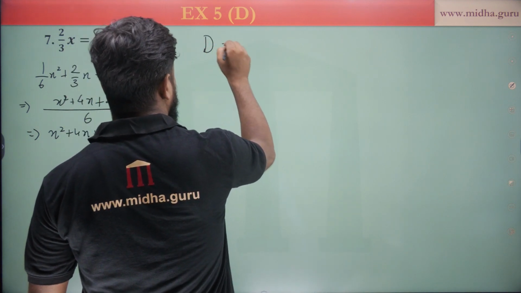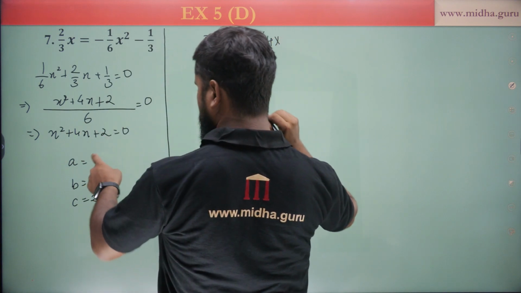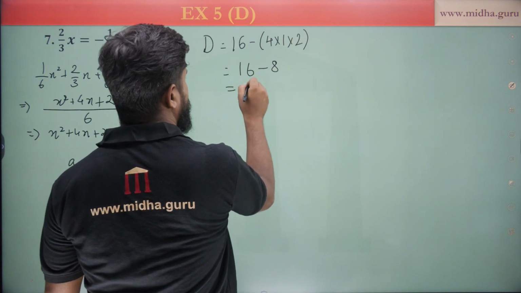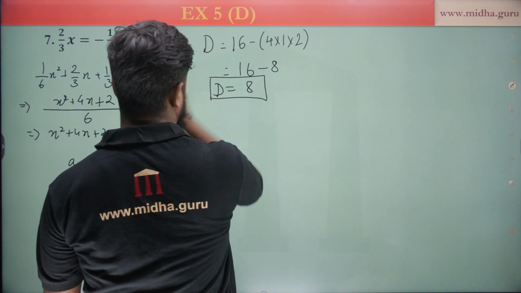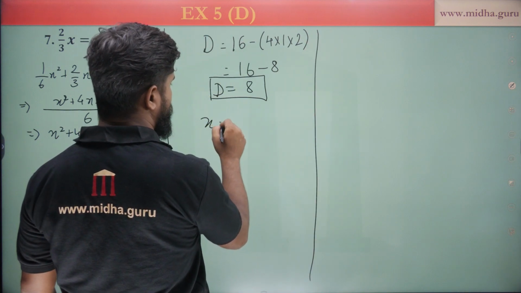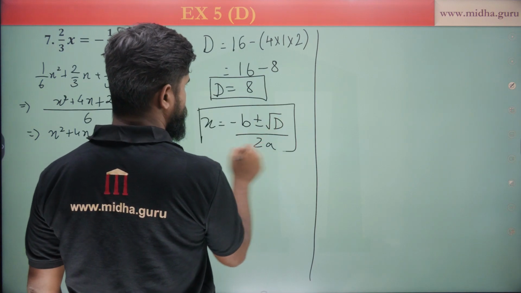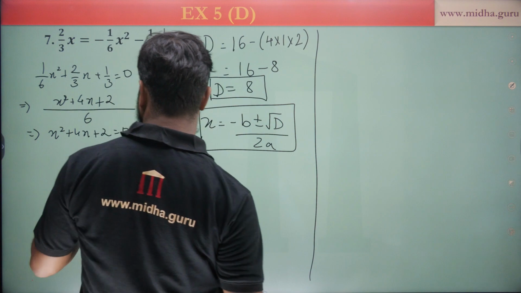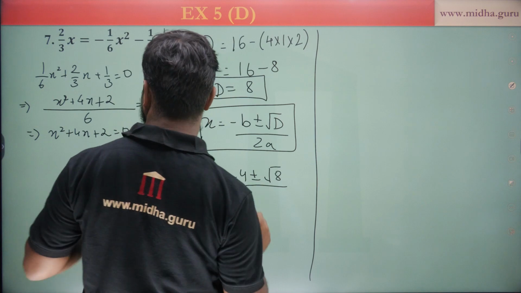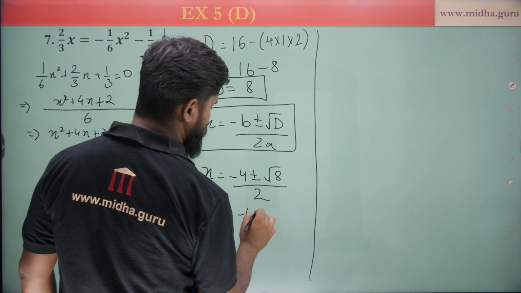Now again d is b squared, that is 4 squared, which is 16, minus 4 times a into c. So 16 minus 8, which is 8. So the discriminant is 8. Now again the quadratic formula is minus b plus or minus the root of the discriminant divided by 2a. So x will be equal to minus b, that is minus 4, plus or minus the root of 8 divided by 2a, a being nothing but 1, becomes 2. So x is equal to minus 4 plus or minus.